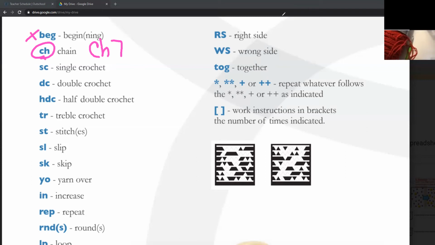A single crochet is abbreviated as SC. A double crochet is DC. A half double is HDC. A treble is TR. Sometimes they call this a triple.